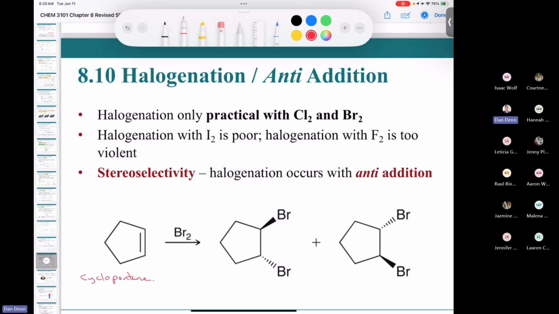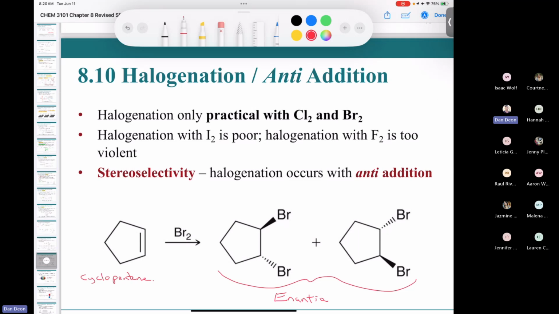1,2-dibromocyclopentanes. However, what's the relationship between those two compounds? Could anybody tell me? And again, this is channeling your inner chapter 5. Could anybody tell me the relationship between these two compounds? They are stereoisomers for sure. What would they be? The wedge is flipped to a dash and the dash is flipped to a wedge. Thanks, Jenny. Exactly. These two compounds are enantiomers.